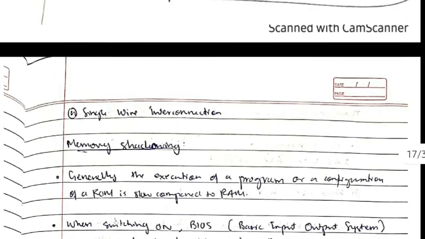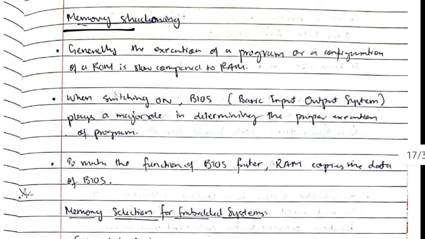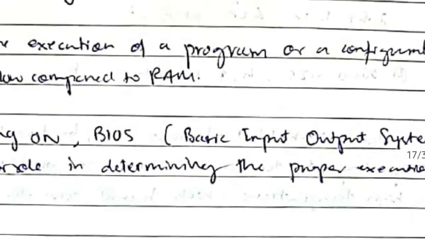Moving on to the next topic, we have memory shadowing. It's nothing but what happens when the system is turned on. See, this is the system. When it's turned on, BIOS is run, meaning the basic input output system is run. At that time, fetching from the main memory is very time consuming.